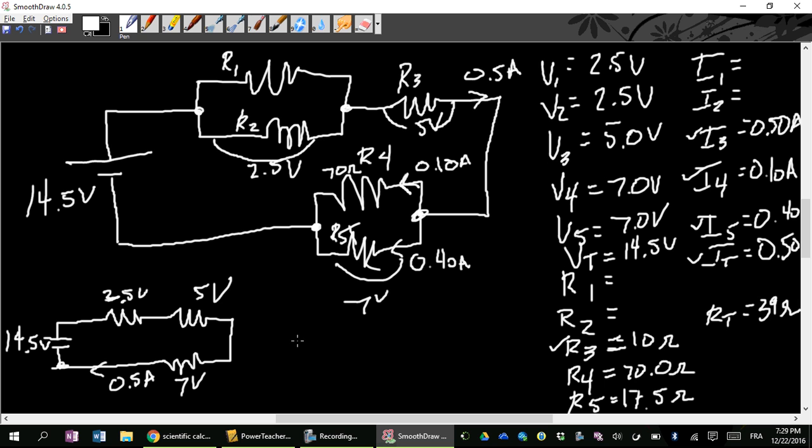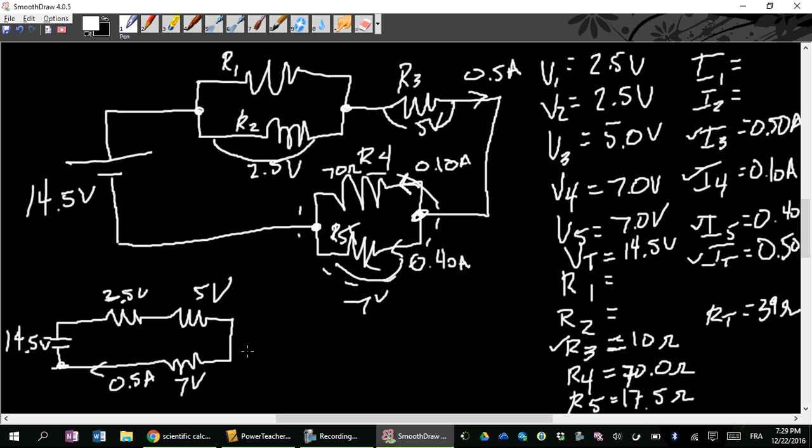Man, that's a good problem. Just picture, it gets really messy quickly. This whole thing here, R4 and R5, they're in parallel. What was this, 70 ohms? Yeah, that looks good. 70 ohms.